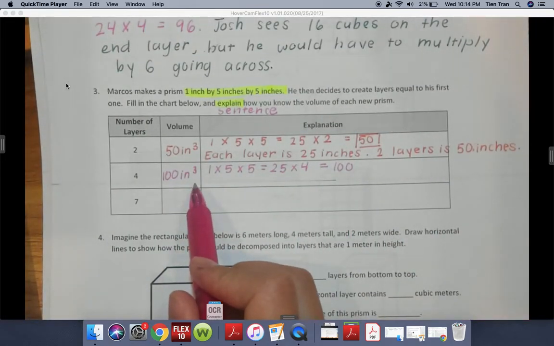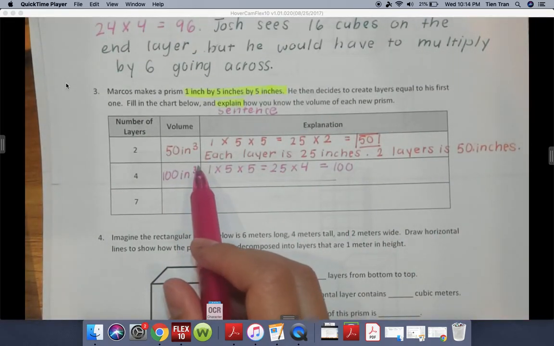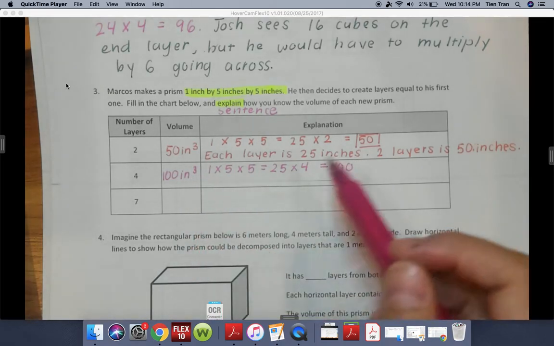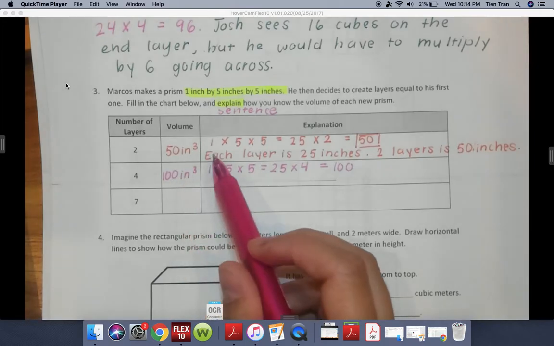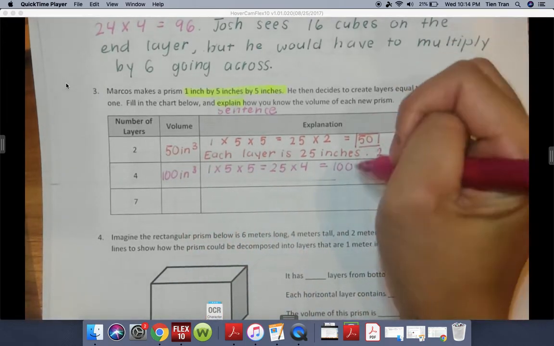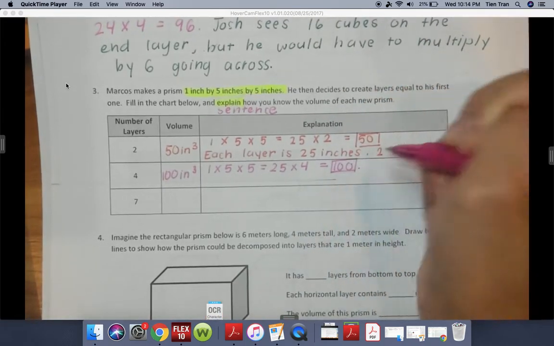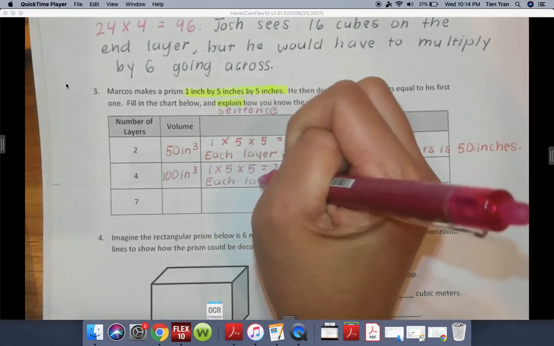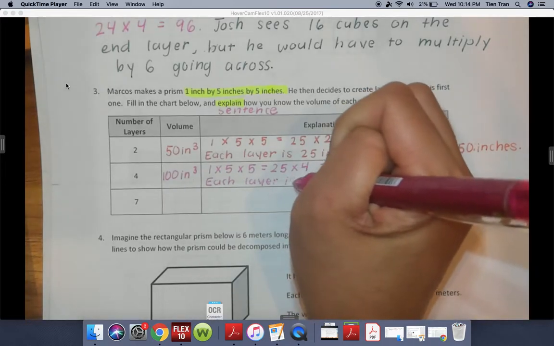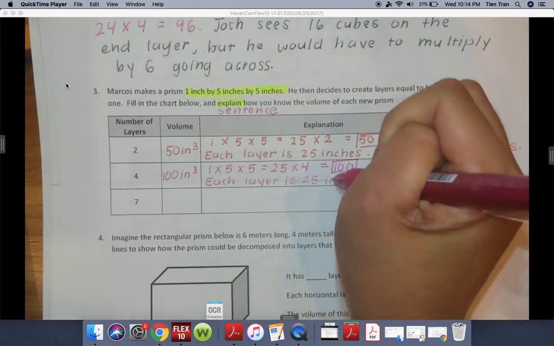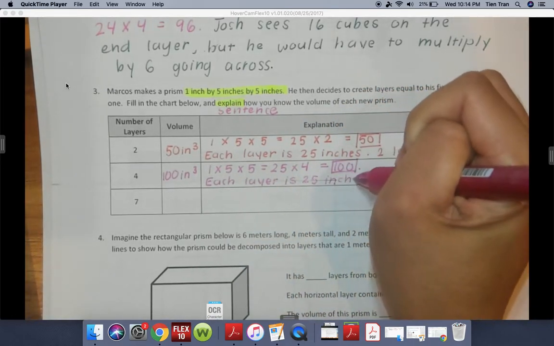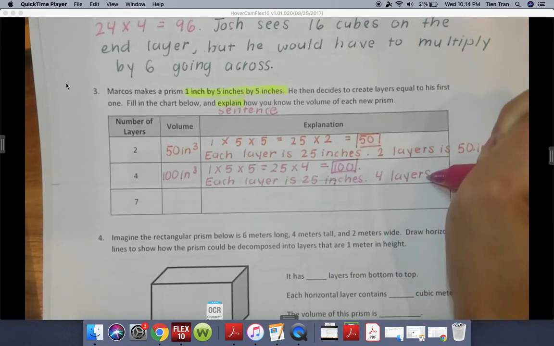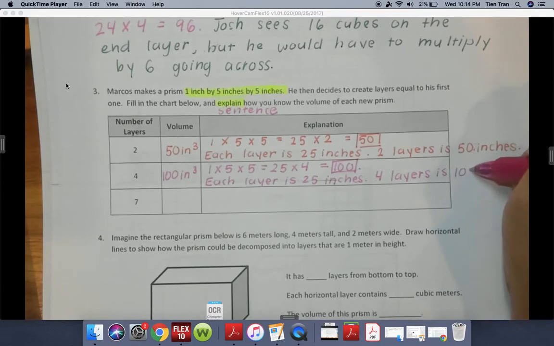Whenever you're multiplying in volume, your answer is going to be to the cube or to the power of 3. But usually you say that as inch cube. So 100. So each layer is 25 inches. 4 layers is 100 inches.